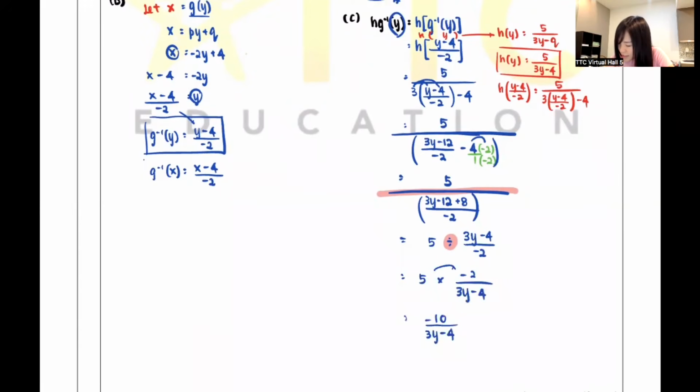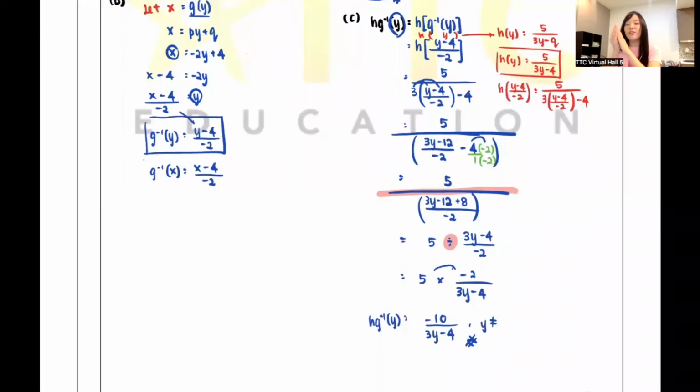Done. I'm getting the answer. Putri, if you're getting the answer, negative 10 over 3x minus 4 also can. So it's just y or x. But guys, again, do I get full marks with this answer? No. Why no? Because the bottom has y.